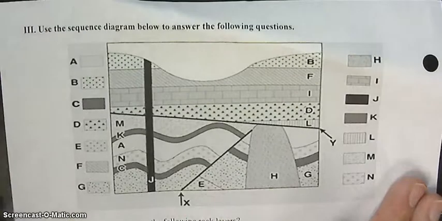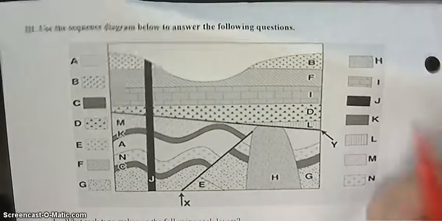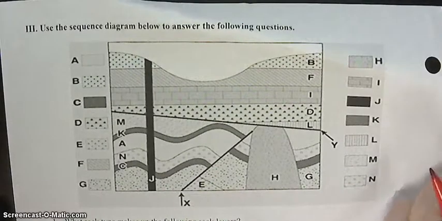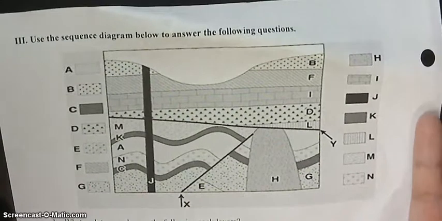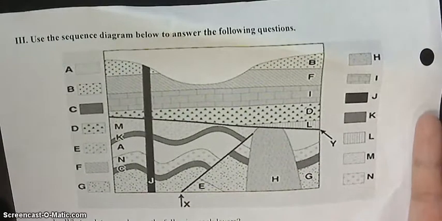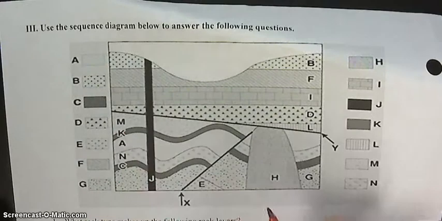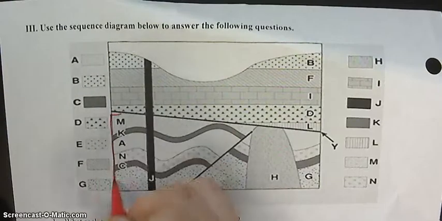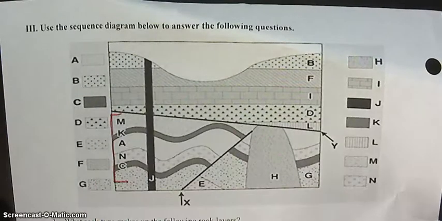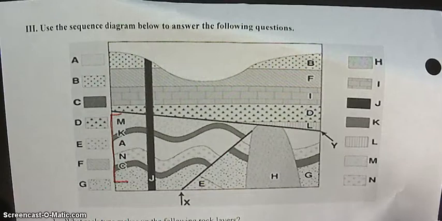All right, so this isn't something that you have. This is something that I just found crumpled up in my bag and decided to show you. You can see this is a sequence. It's got a lot of complicated parts, and eventually you'd be able to decode this. Right now, I can see that layers M through G are all folded. They're all wavy. According to the principle of original horizontality, they didn't start out that way.